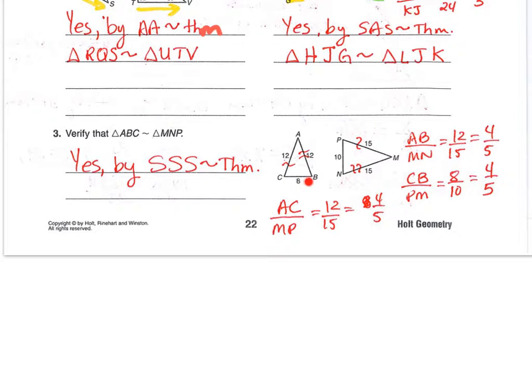And then the base, which is CB, is to PN. It's supposed to be PN here, right? This is PN. And that equals 8 over 10. Then reduced by 8, by 2 is 4, by 2 is 5. So it's 4/5. Notice that all the sides came up with the same ratio. Therefore, these triangles, ABC and MNP, are similar by side side side similarity.